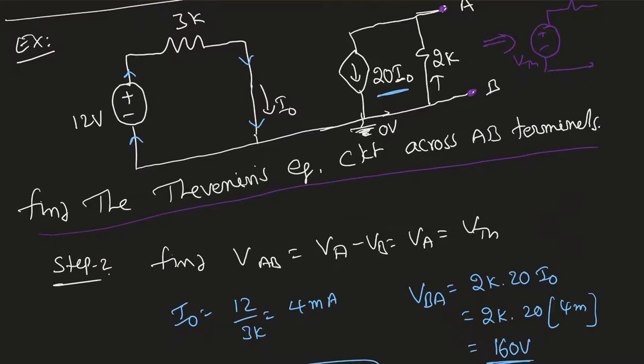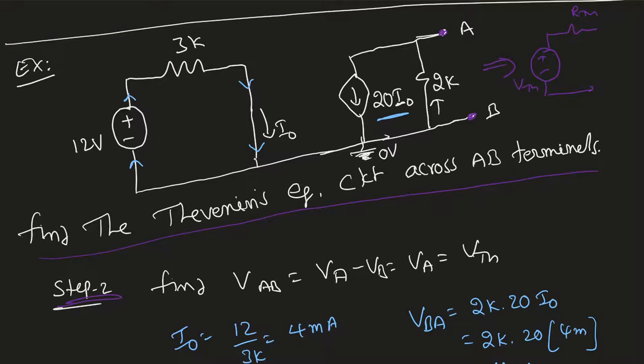So step 2, our goal is to find VAB. VAB is the voltage between the AB terminals right there. So here VAB equals VA minus VB, which equals VA because I'm taking VB as ground. So that is Vthevenin. That's what I'm finding.